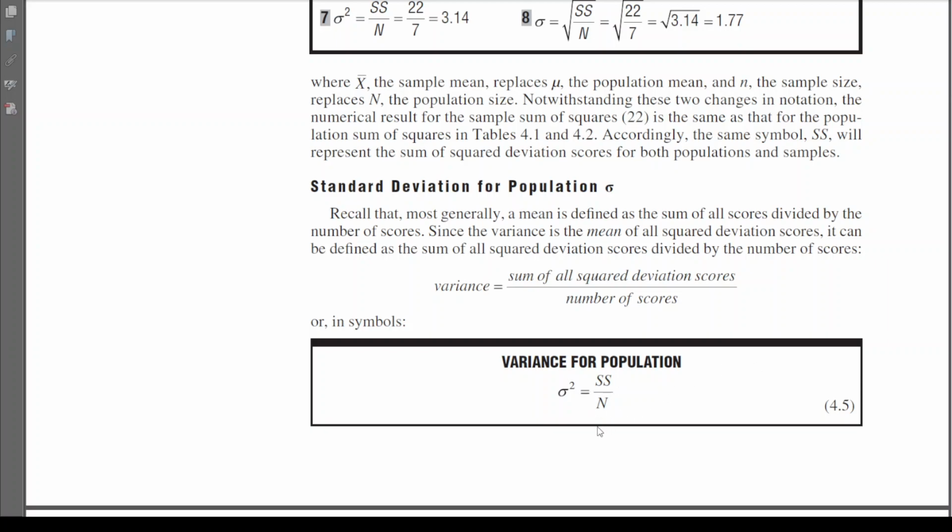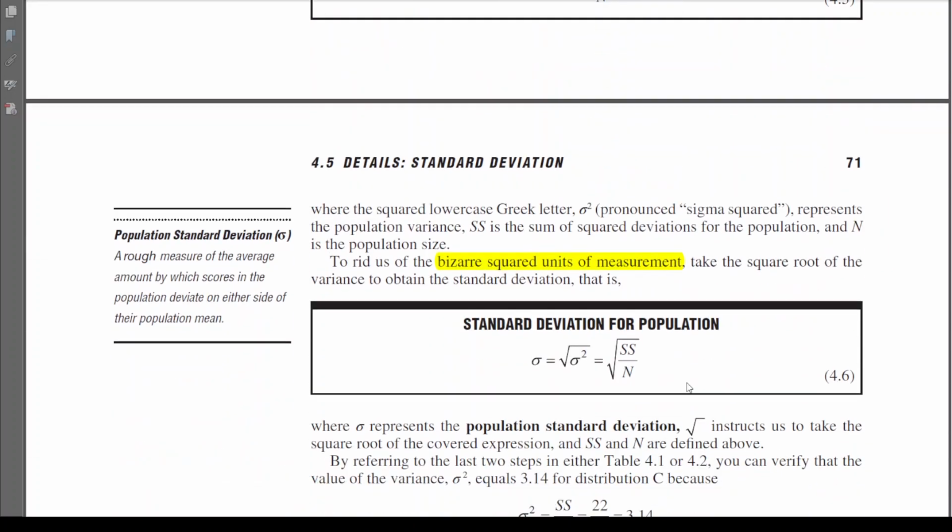Here, to denote the population parameter, we are using capital N and sigma, where the squared lowercase Greek letter sigma squared represents the population variance, SS is the sum of the squared deviations for the population, and N is the population size. To rid us of the bizarre squared units of measurement, take the square root of the variance to obtain the standard deviation. So to obtain standard deviation, we divide SS by N and take the positive square root.